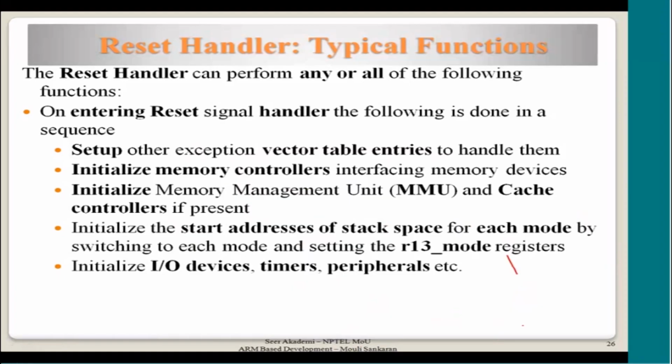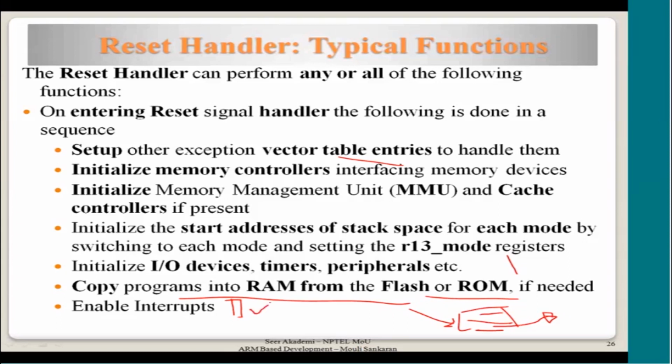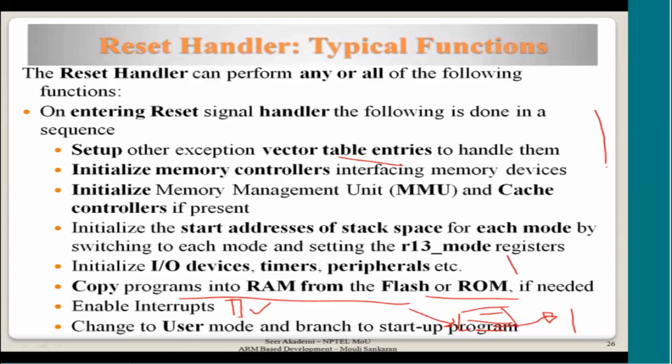So all the devices have to be initialized, and then programs copied into RAM from flash or ROM, as I told you. Only after that should you enable interrupts, because if you enable interrupts before initializing the vector table, when it comes to the vector table it doesn't find the proper branch instruction. It will generate another prefetch abort which will not have its own handler. Then the system will never come up. So you have to do all this before we enable the interrupts. To start with they will be disabled, and then enabled after that. Then it will go to user mode or system mode as you intend. This is what is normally done in a reset handler.